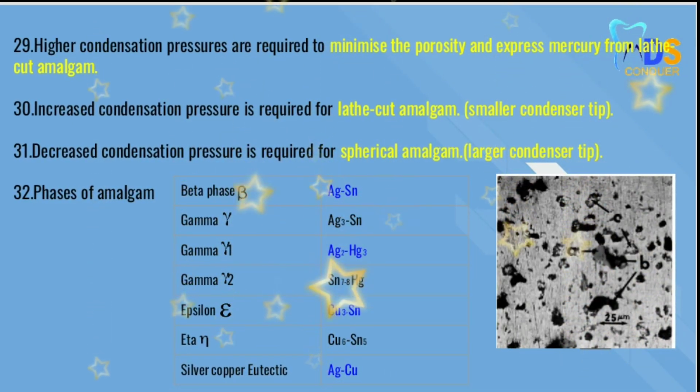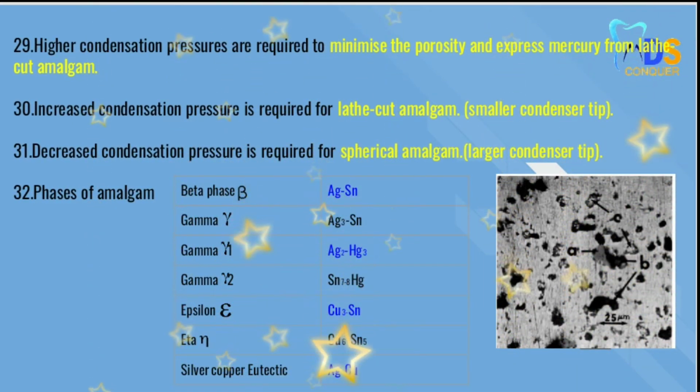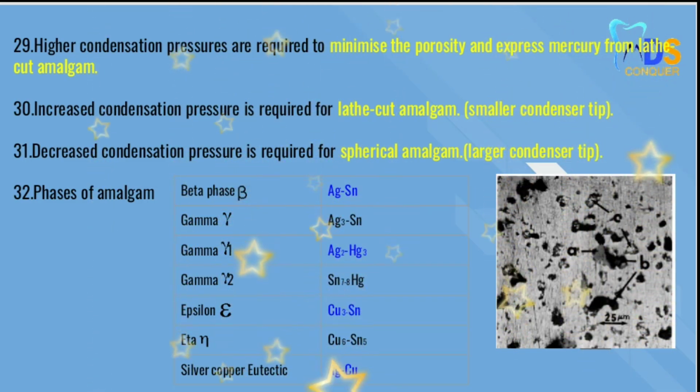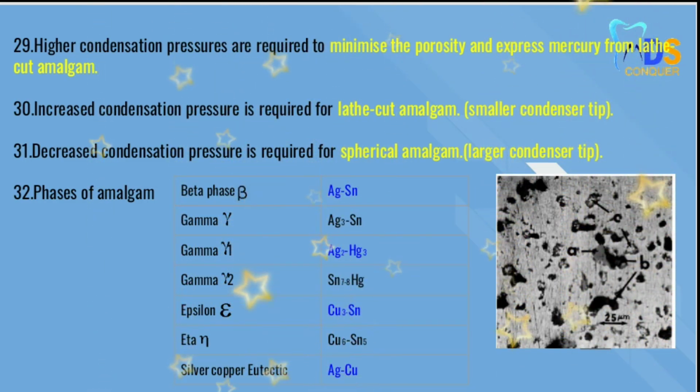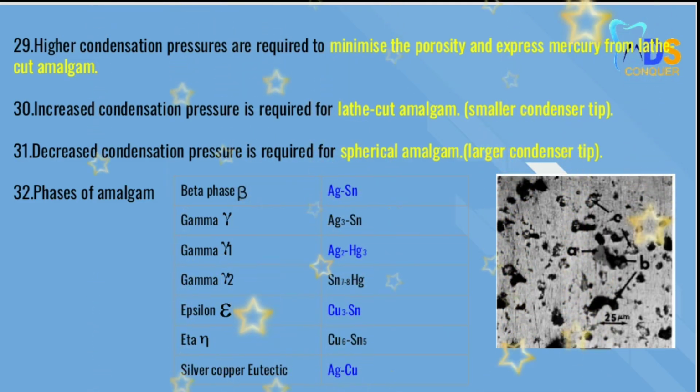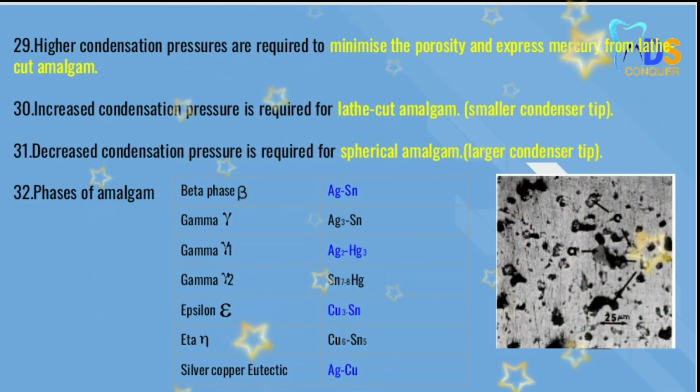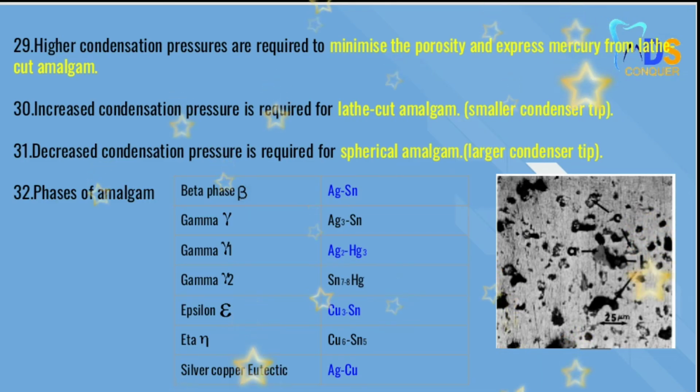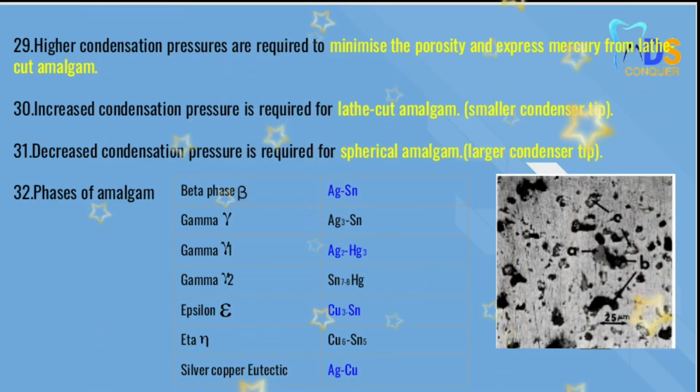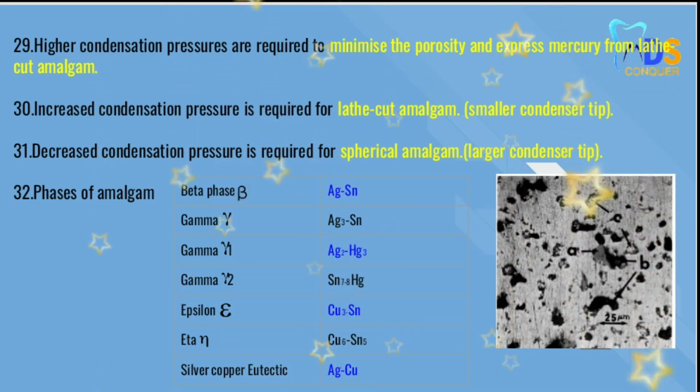Point number 29, the higher condensation pressures are required to minimize the porosity and express mercury from the lathe cut amalgam. Point number 30, increased condensation pressure is required for lathe cut amalgam. Now here for lathe cut amalgam we got to use smaller condenser tip.